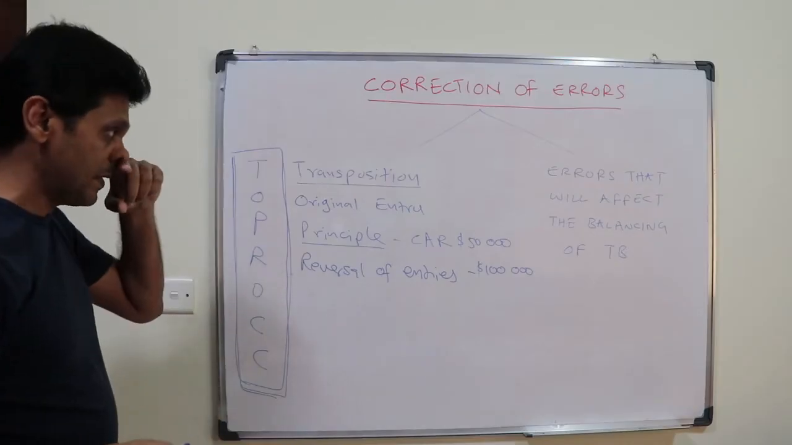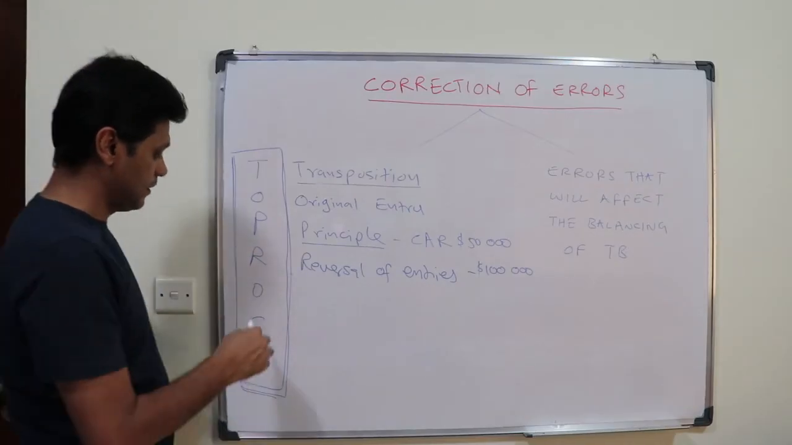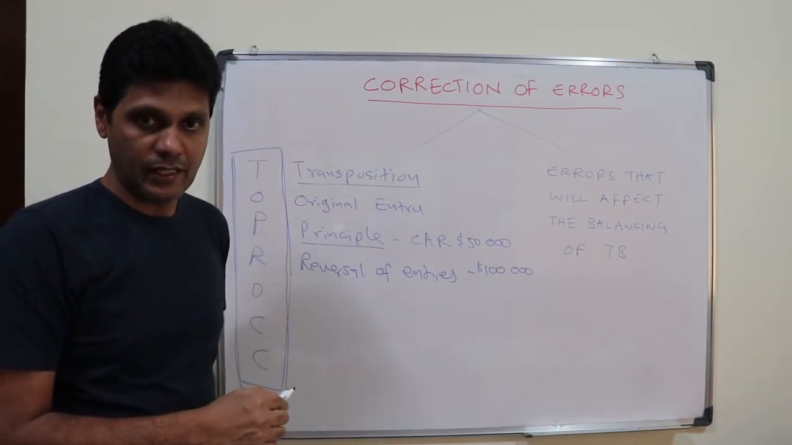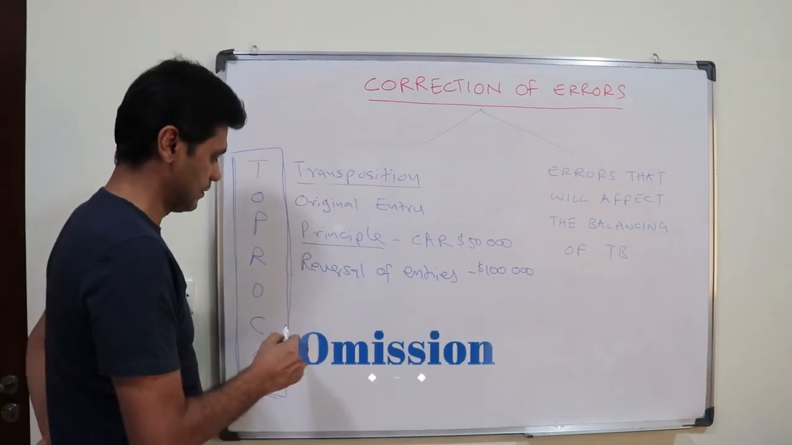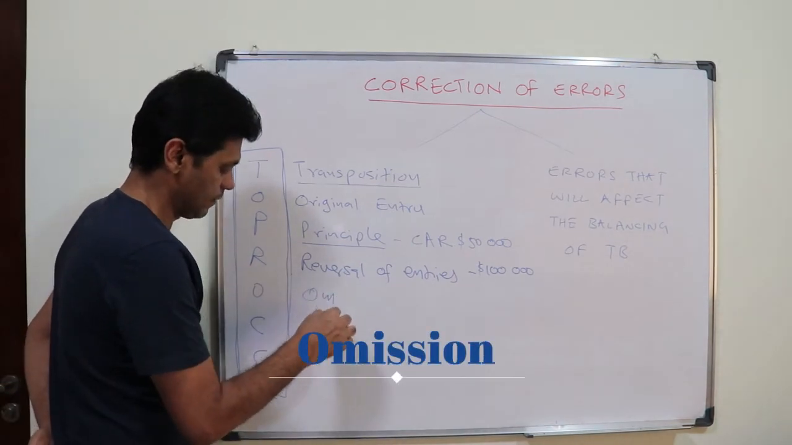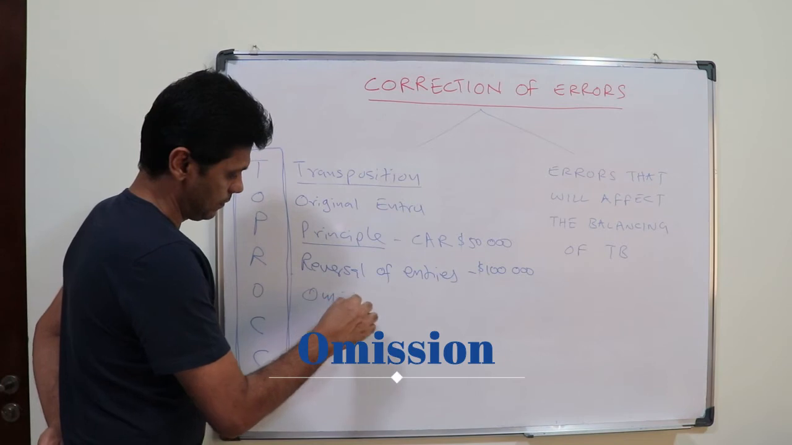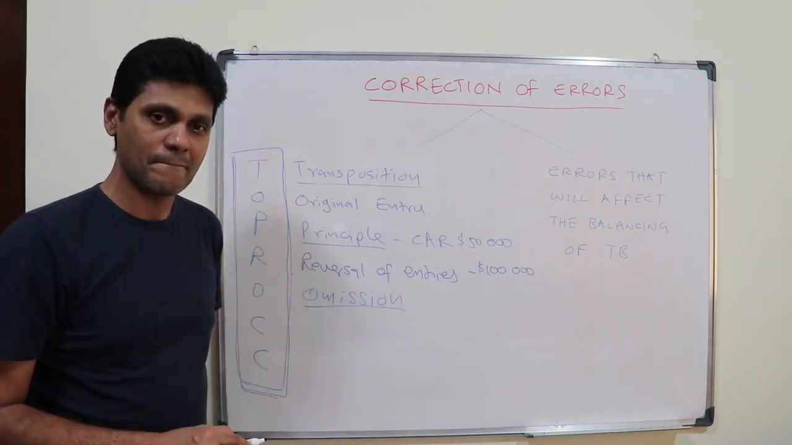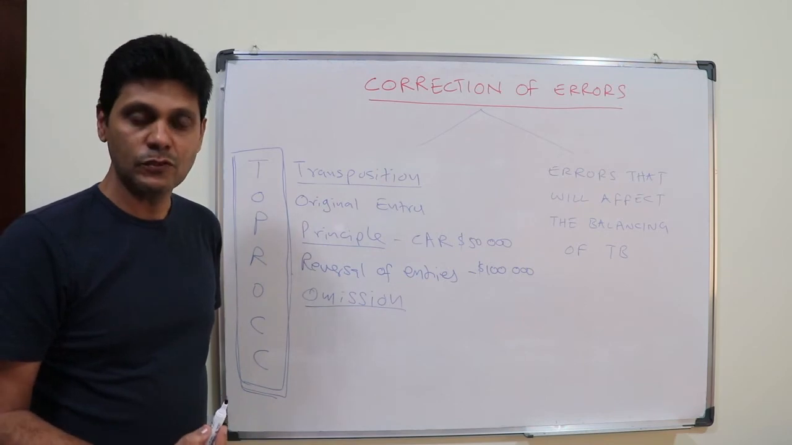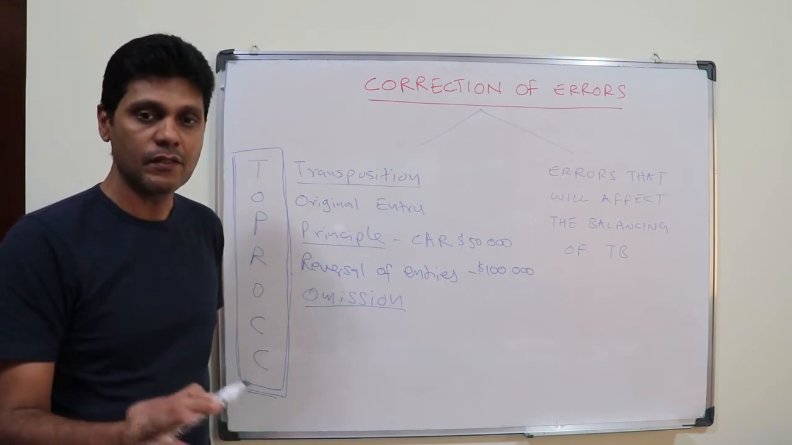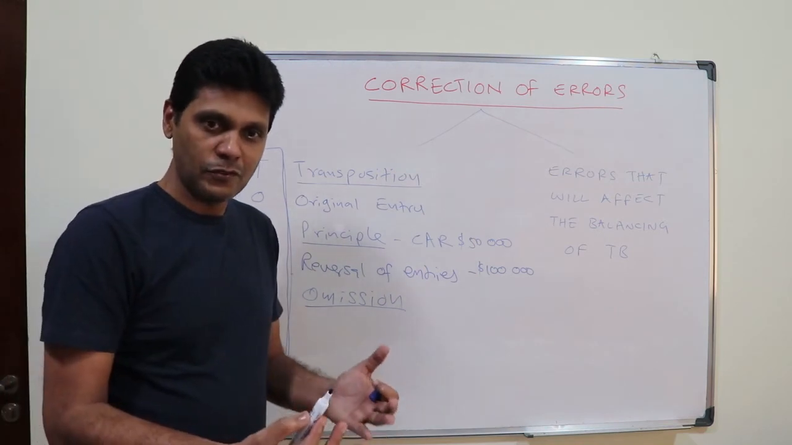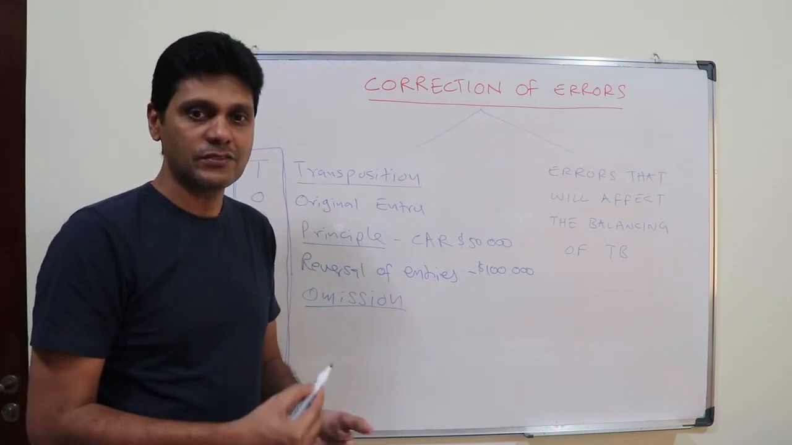So what is the next error? This one is known as errors of omission. What does it mean? Omission means you completely omit a particular transaction. So you forget to record a particular transaction.